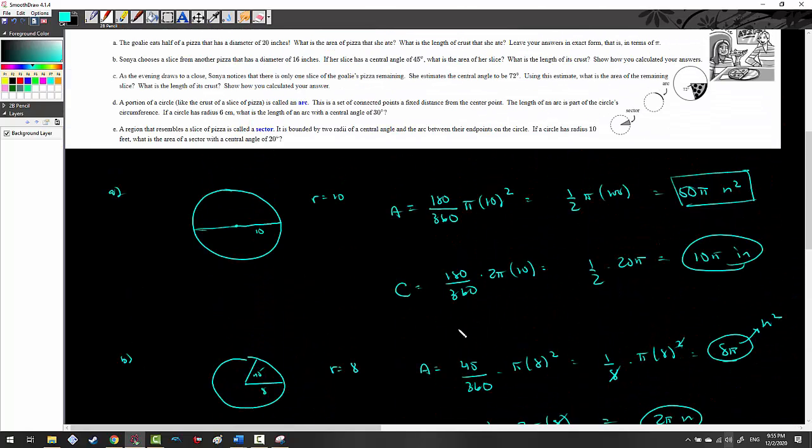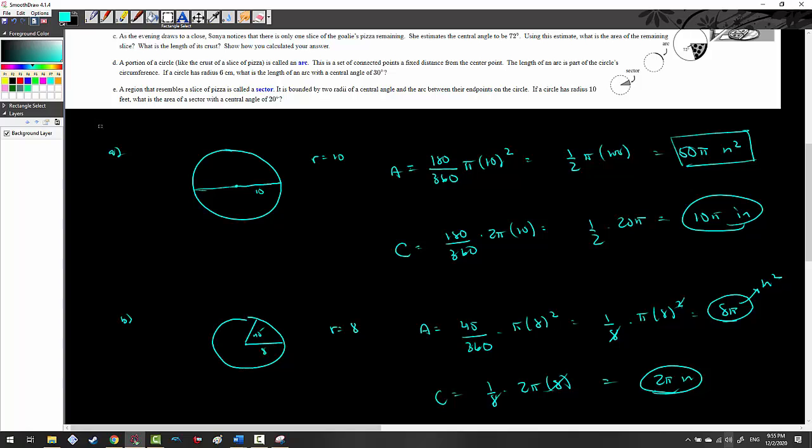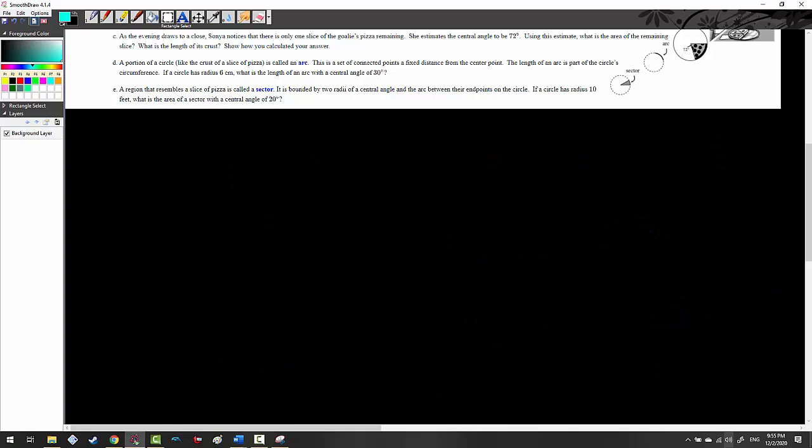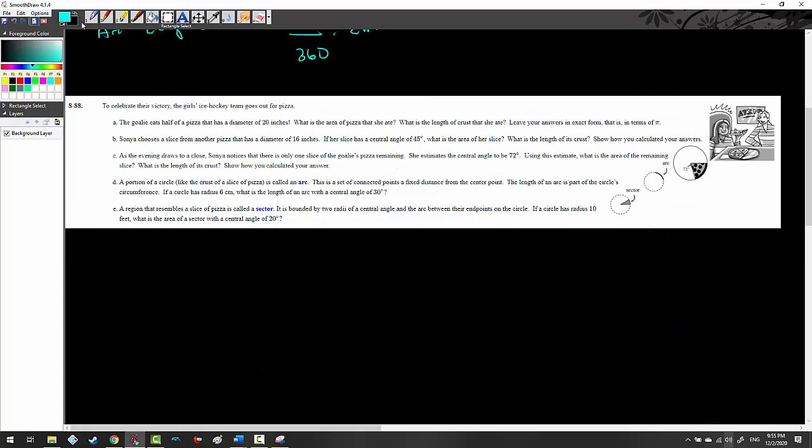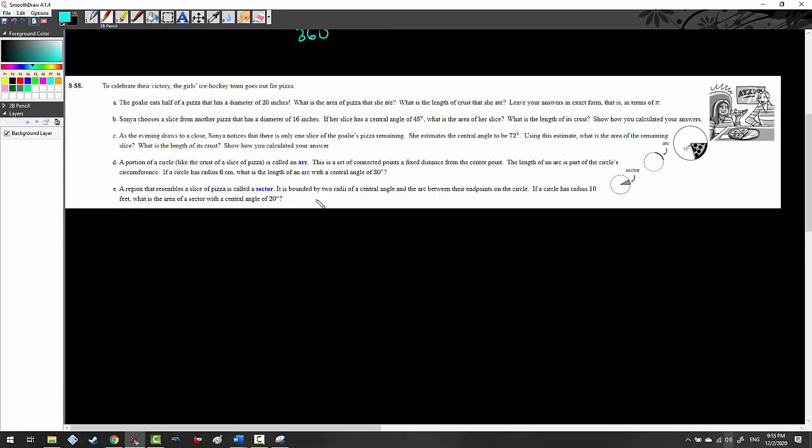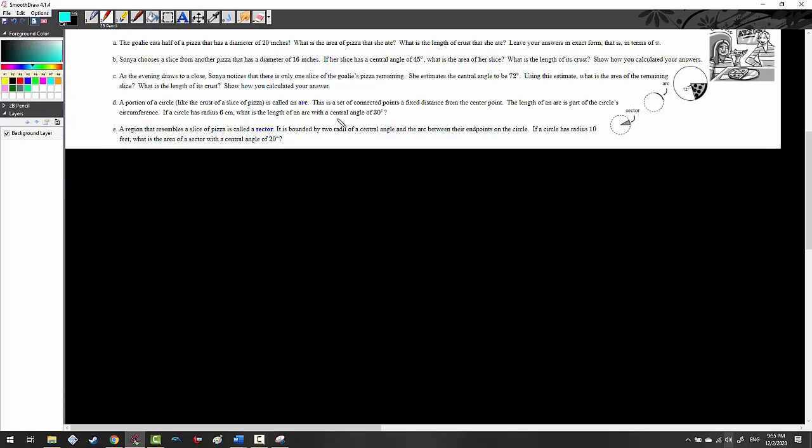Let's see here. Okay, so now D and E are simply math-related questions, no longer relating to pizza. Okay, they're defining what an arc is. This is the set of connected points from a fixed center point. The length of an arc is the part of the circle's circumference, a portion as we called it. If the circle has a radius of 6, what is the arc length when a central angle is 30 degrees?